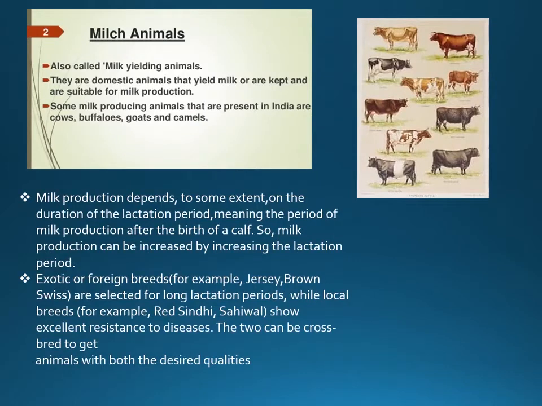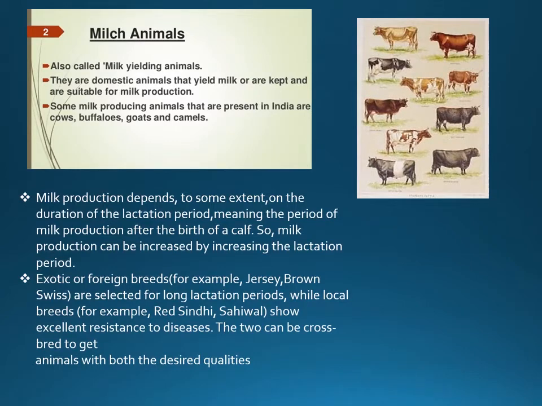The next one. Milk production depends to some extent on the duration of the lactation period. Lactation period means the period of milk production after the birth of a calf. The calf is a young cow. So milk production can be increased by increasing the lactation period. This is a milk yielding animal. Actually, this is an exotic animal.